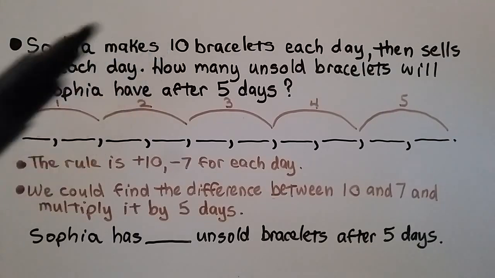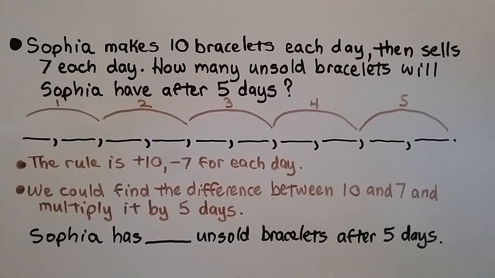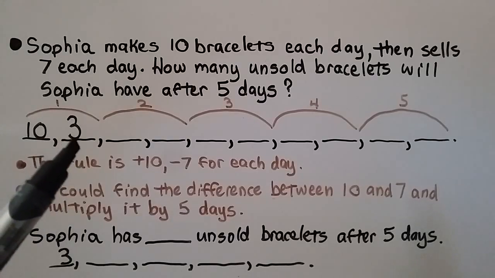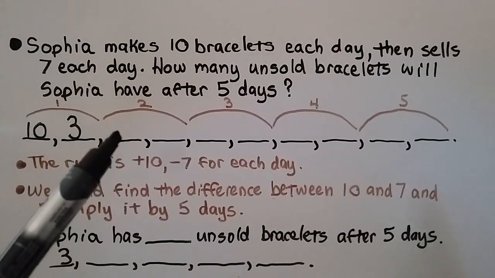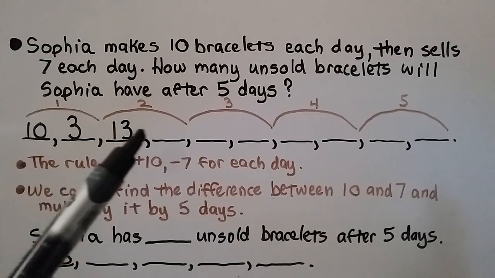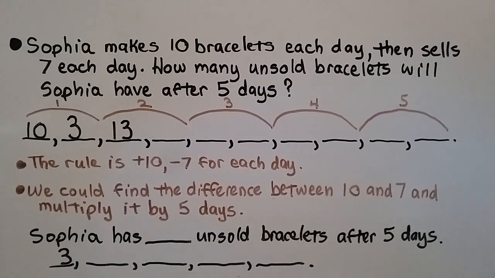So if she starts making 10 bracelets the first day, we put a 10 as the first term. Then she sells 7, so now she's got 3 at the end of the first day. We could also start our pattern with just the 3, because that's what she's got at the end of the first day. Now she makes 10 more, so 3 plus 10 is 13. So on the second day, she's got 13. She sells 7 of these, so now she's got 6.